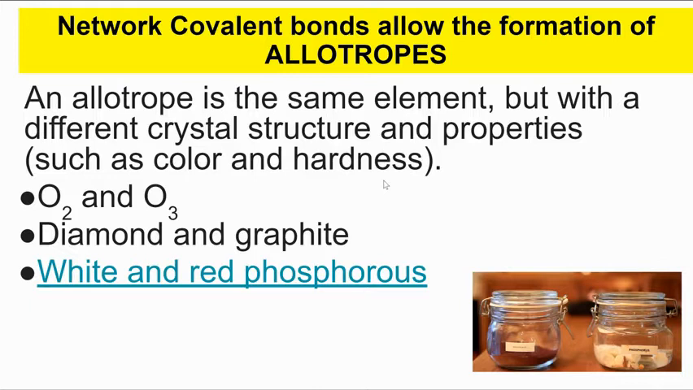An example of allotropes are O2 and O3. They're both oxygen, but oxygen, O2, that we breathe in the air, is very different than ozone, O3, which is considered hazardous and a source of pollution. Diamond or graphite, as we discussed on the previous slide, or red and white phosphorus. We're going to watch a quick video that examines white and red phosphorus and its properties.